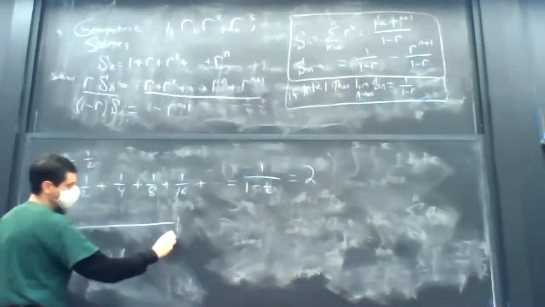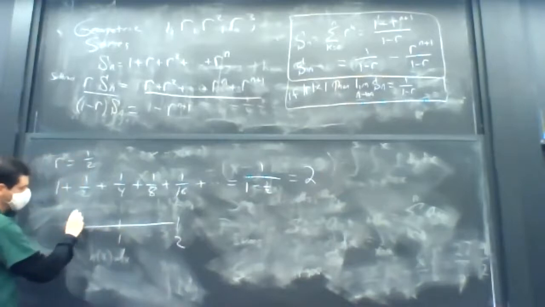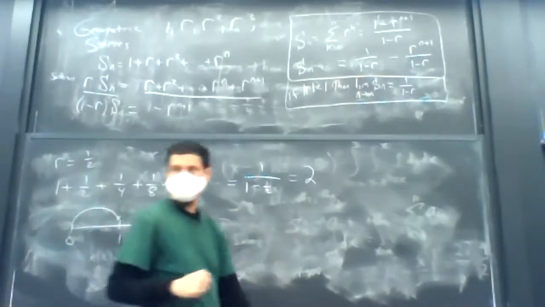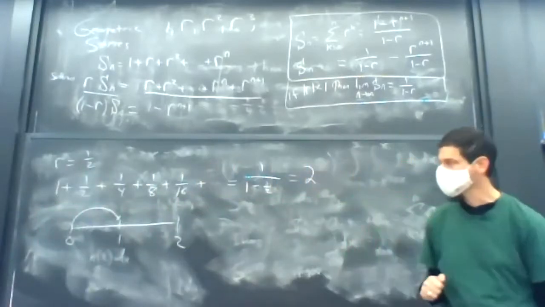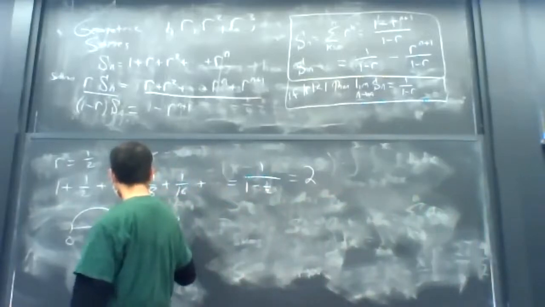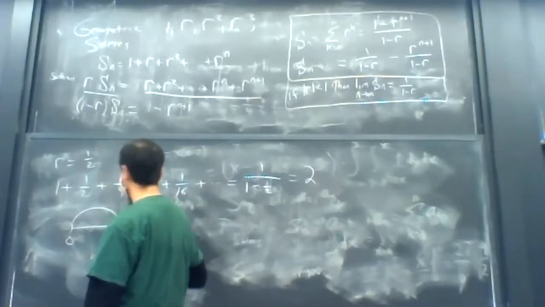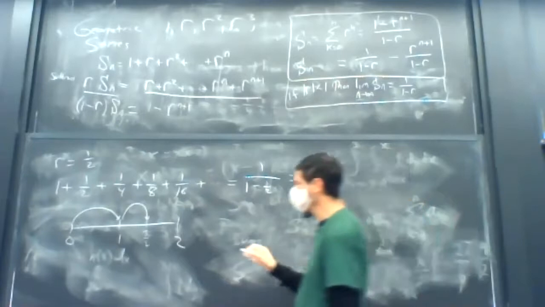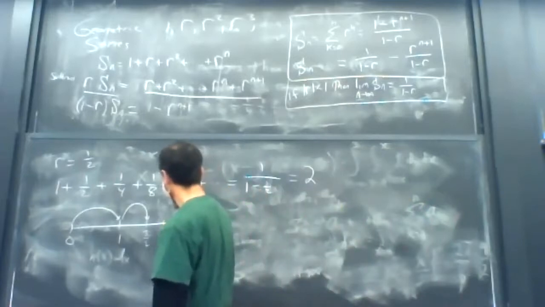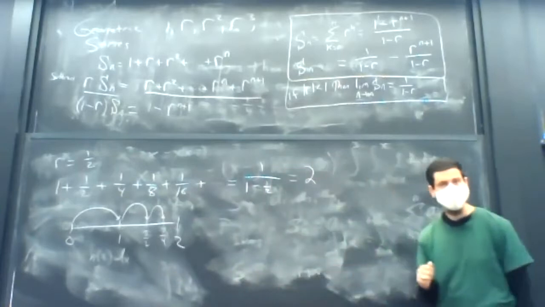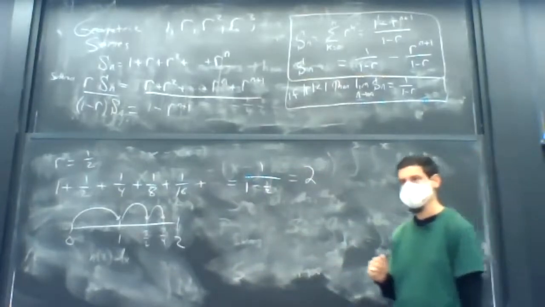Let's see if this is reasonable. Here's 0, here's 2. The first term, I go from 0 to 1. I've covered half the distance. On the next step, I add 1/2. So I go up to 3/2. I cover half the distance that remains. On the next step, I go 1/4. I cover half the distance that remains. Each step, I cover half the distance.